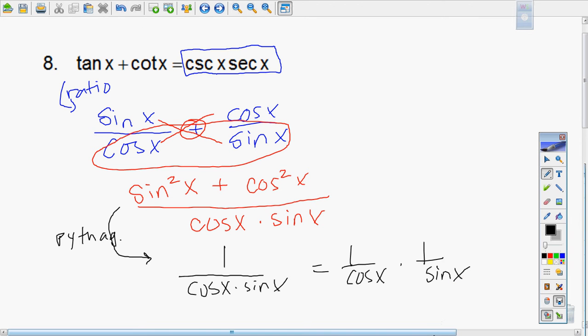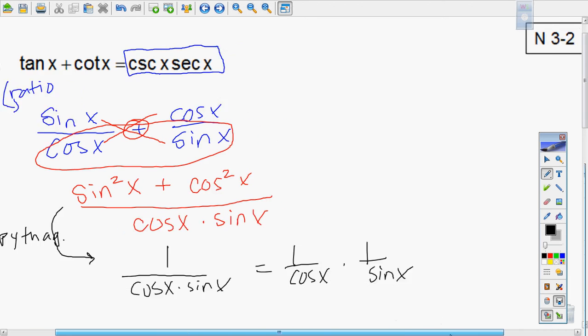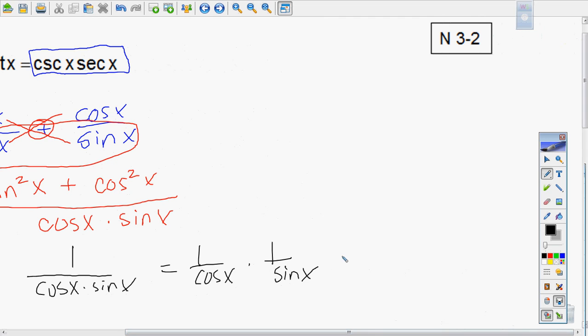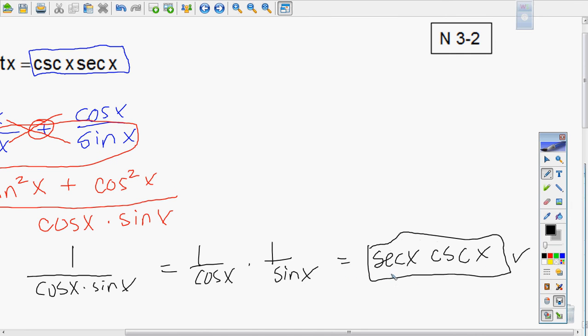And what is 1 over cosine? 1 over cosine is secant x. Good job, Chris. And what is 1 over sine? 1 over sine is cosecant. And boom, bam, we've proven that they're equivalent. And we went from here to here because of the reciprocal identity.